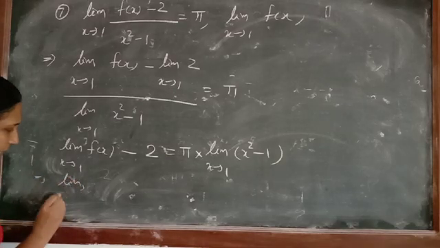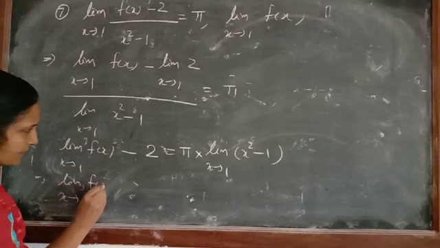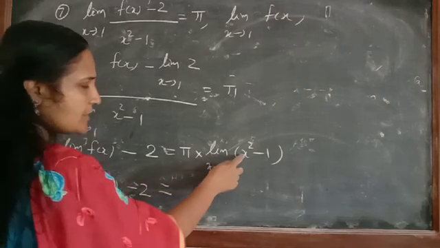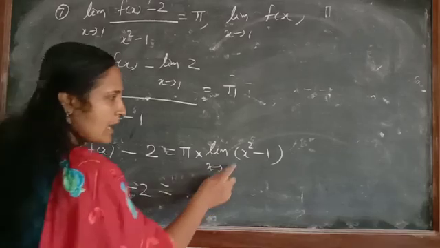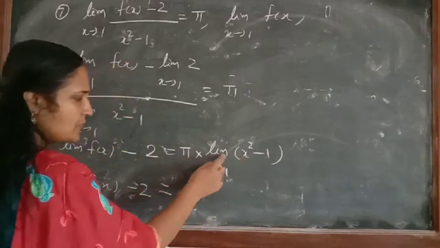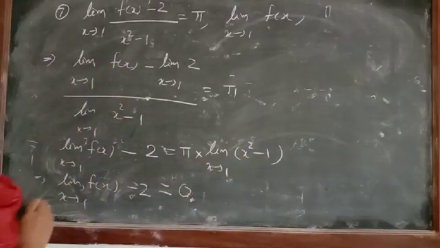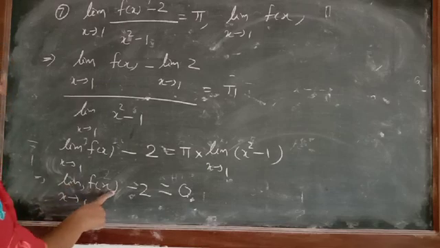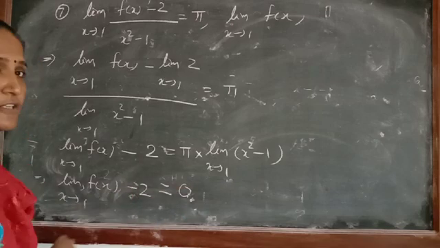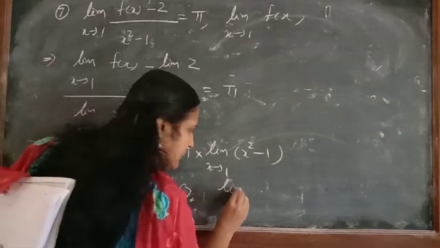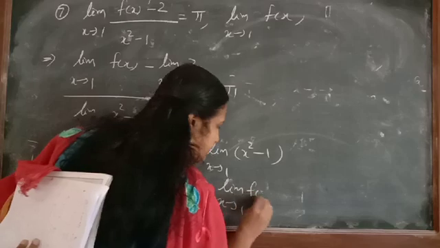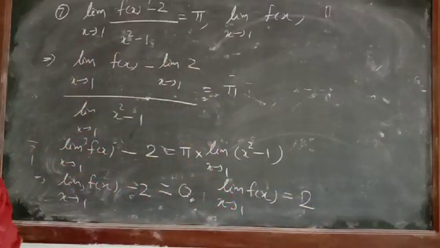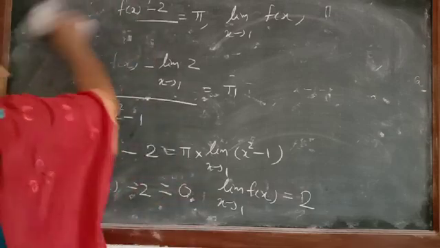So from here we will get limit x tends to 1 f of x minus 2 is equal to. Now just substitute x equal to 1, what will come? 1 minus 1, 0. Pi into 0, 0. So our right hand side will become 0. We have to calculate limit x tends to 1 f of x. So this 2 we can shift to right hand side. Then we will get there limit x tends to 1 f of x equal to 2. Okay. Now we can check the next question.